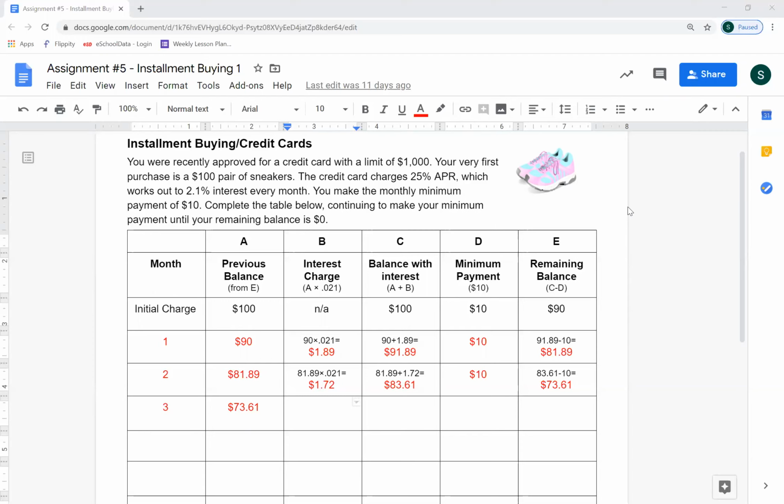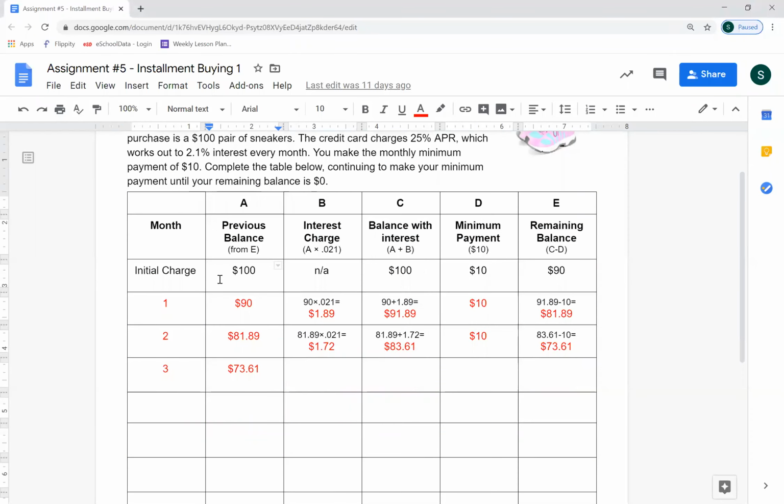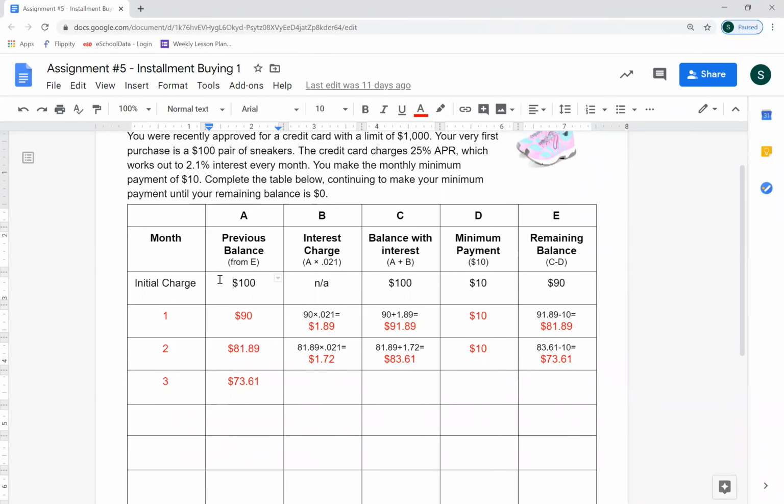Okay, so your very first purchase is a $100 pair of sneakers. They charge 25% APR or annual percentage rate, which is 2.1% interest each month. So every time you're charged interest each month, you're doing 2.1%. And your monthly minimum payment is $10, and that's all you're going to pay each month. So we want to figure out how long that's going to take you to pay off your $100 pair of sneakers.